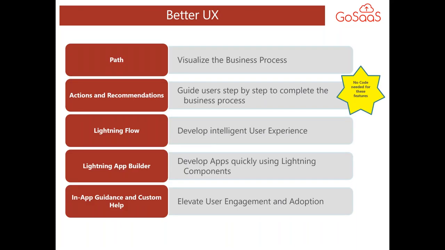Okay. So here is, again, a list of specific features that we will talk about today. Path: this component has been there for a while, and initially it was available only for out-of-the-box objects like lead and opportunity, but now this component is available for custom objects as well. So we can use path to visualize your business process. We will talk about actions and recommendations. You can use this feature to guide users in a step-by-step process to complete a specific business process. We will talk about new features in Lightning Flow, as well as Lightning App Builder, how it helps to improve developer productivity as well as admin productivity. And finally, we will touch on some of the latest features related to in-app guidance and custom help.